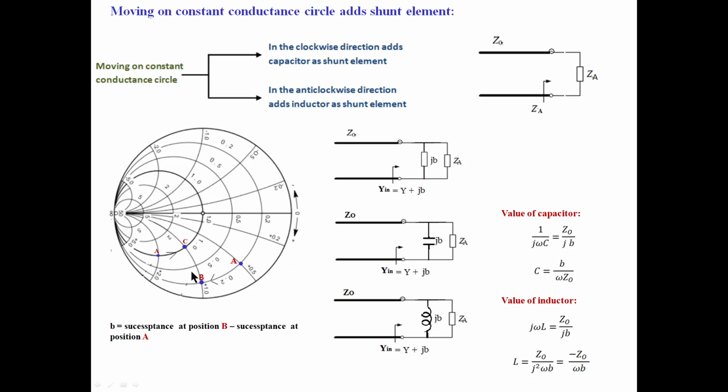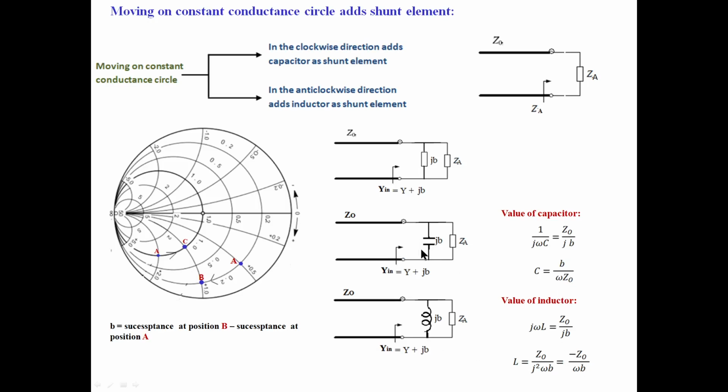Similarly, if you move in the anti-clockwise direction, I took some load, some load is here. If I move from that position on the conductance circle in the anti-clockwise direction, it adds an inductor in shunt, the inductor value added in shunt. That inductor value you can calculate using this equation.